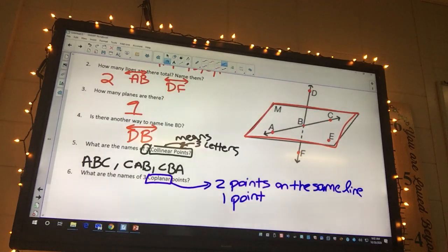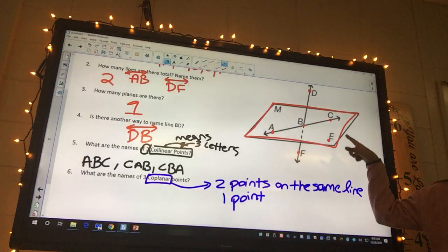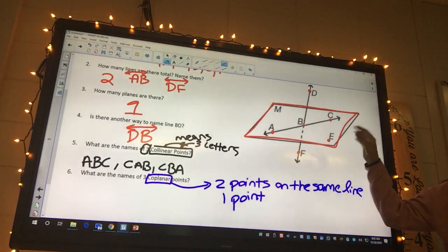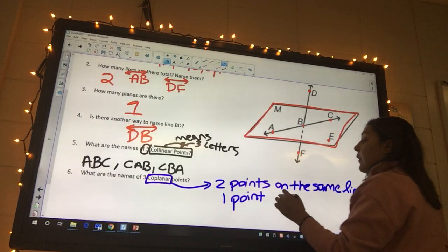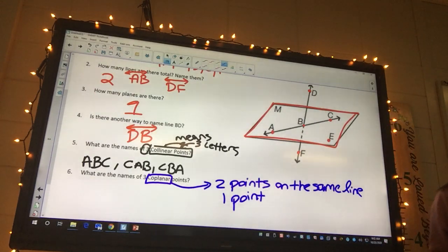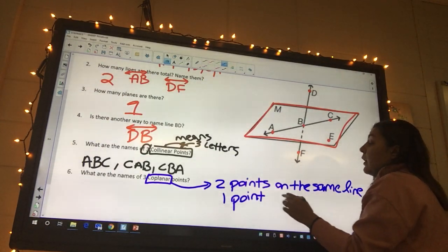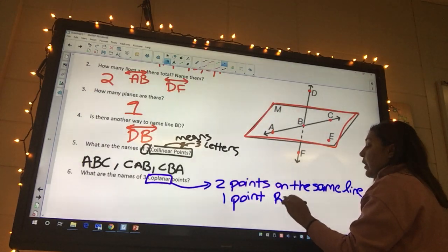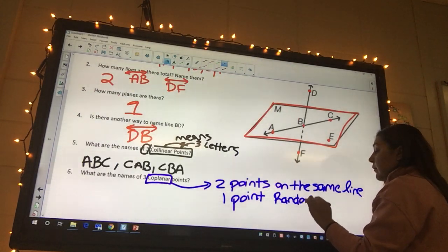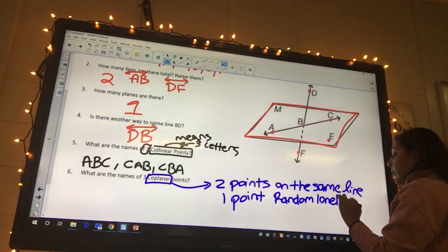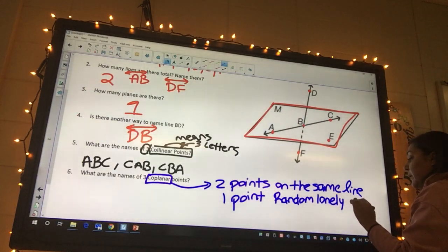And then 1 point that is like, I don't know what you want to call it. It has to be the outlier, the random point, the one that's just on the corner of the plane. So what do you guys want to call that? E. Well, I know it's E, but how would you describe that point? The lonely boy? The dummy. The lonely weirdo. Okay, I'm gonna say random lonely point.